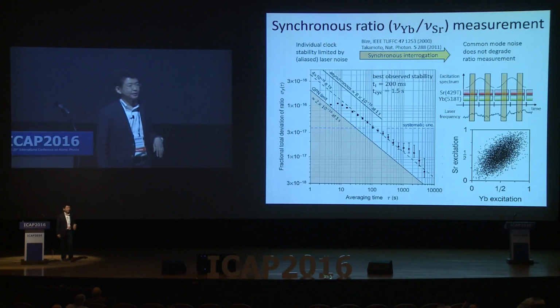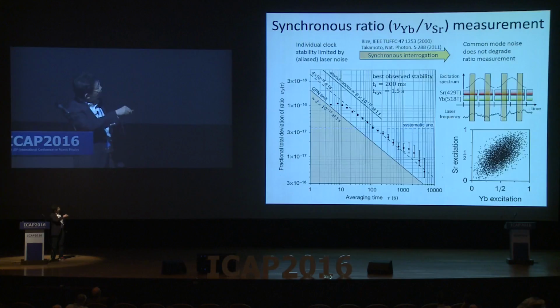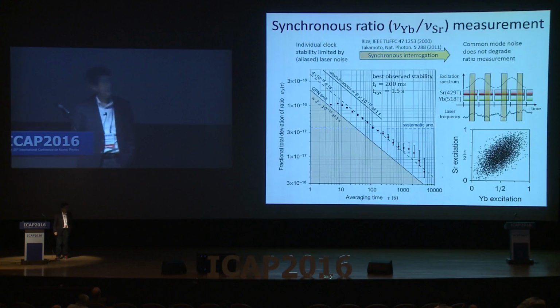This reduces the laser noise contribution to the stability of comparison. By doing what we call the synchronous comparison, we achieve this stability for the two-atom clock ratio. So we achieve 10 to the minus 18 within an hour, for example.